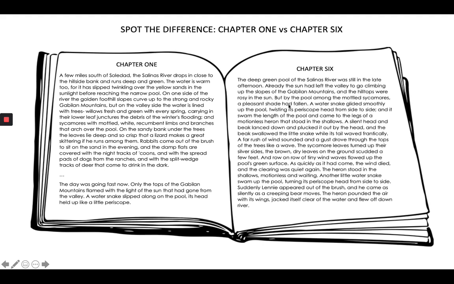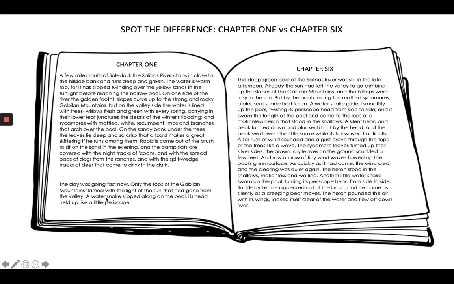So there's a pleasant shade by the pool. Now, then we get this description of a water snake. In both chapter 1 and chapter 6, these descriptions are full of images of nature and animals. We looked at that when we looked at chapter 1. So this is happening again, but there is a difference between the two.